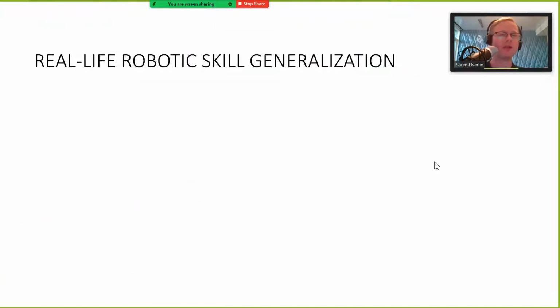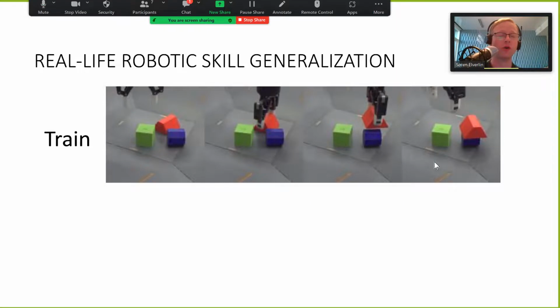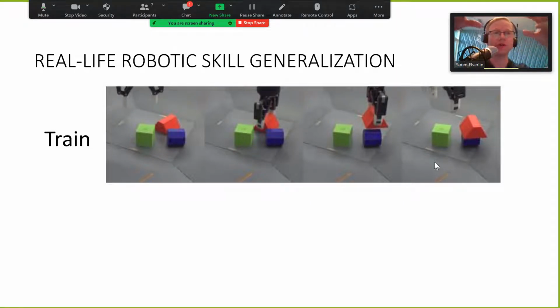Okay, so let's have another look at a real life skill. That's, of course, one of the key things that this paper is about: having the robots actually do things in the real world and see how that works. In this case, they have a robot that picks up some cubes and stacks them, and it has been trained on stacking the red cubes on top of the blue cubes. And that's the training task.